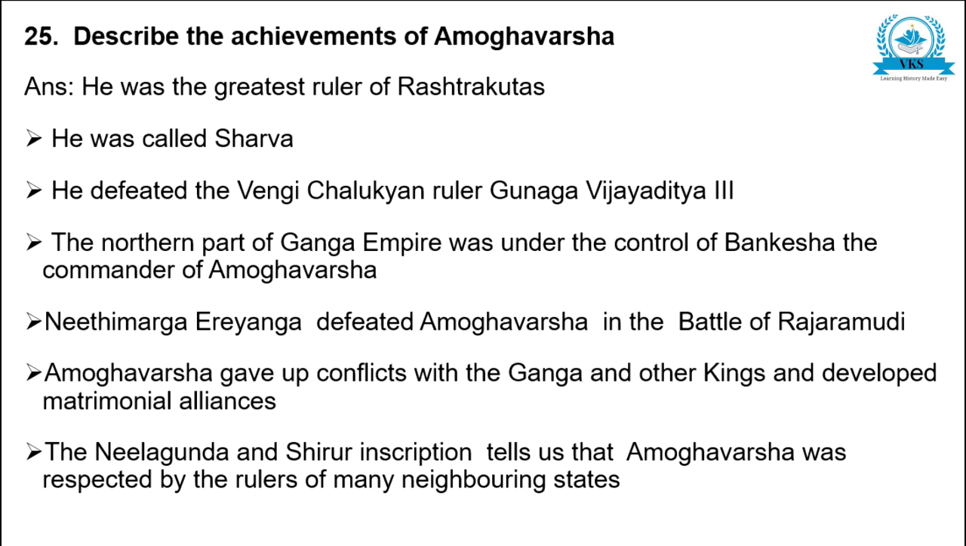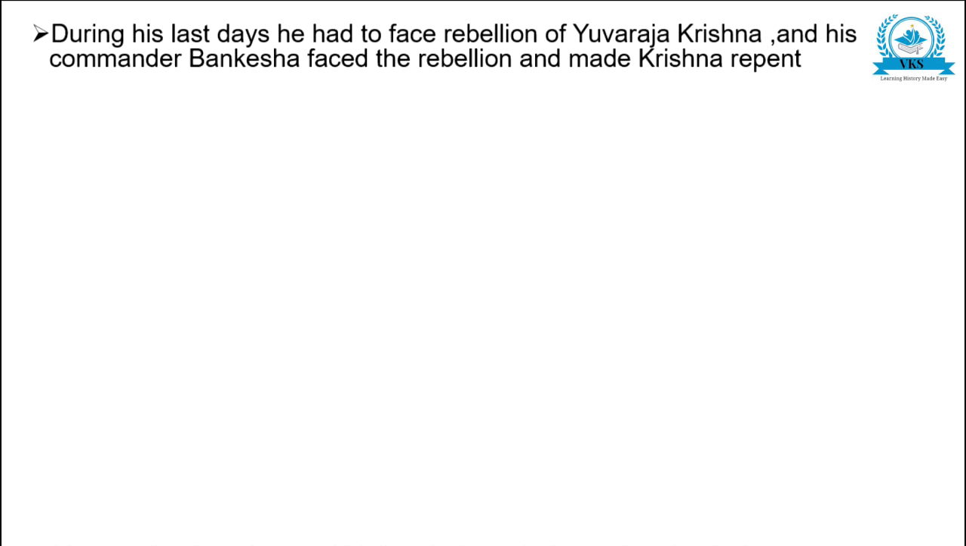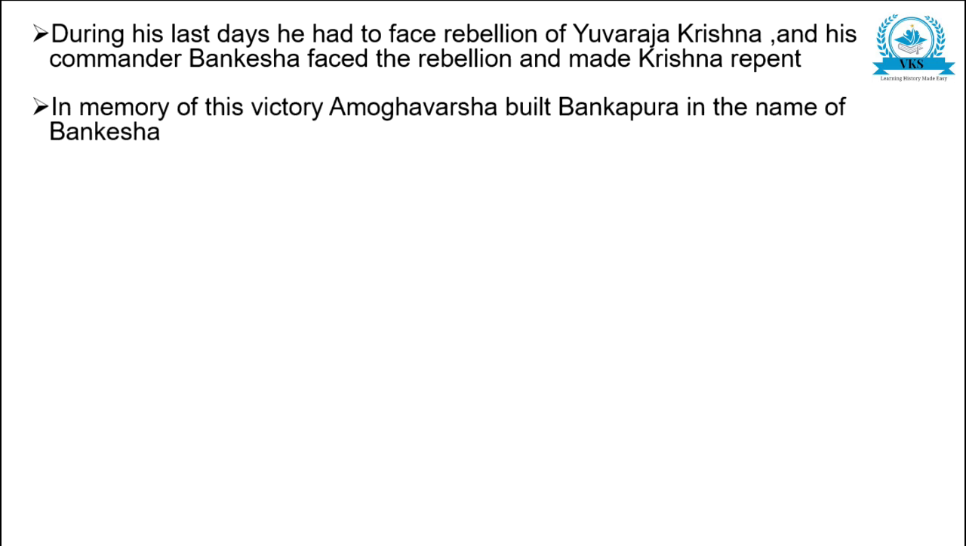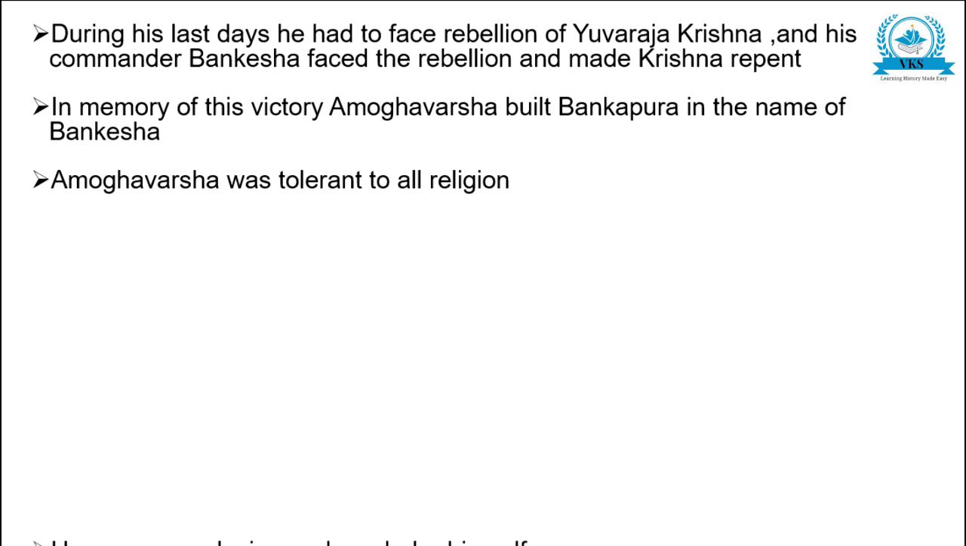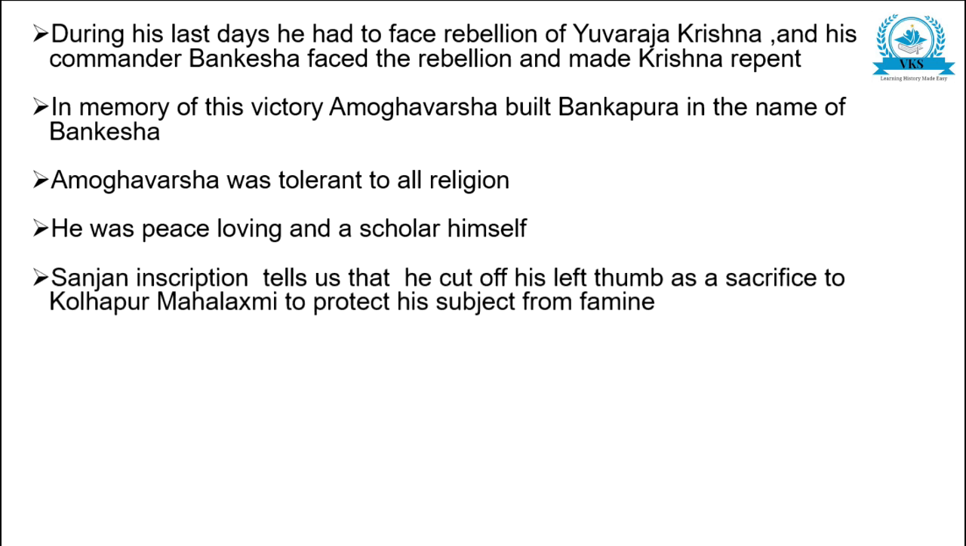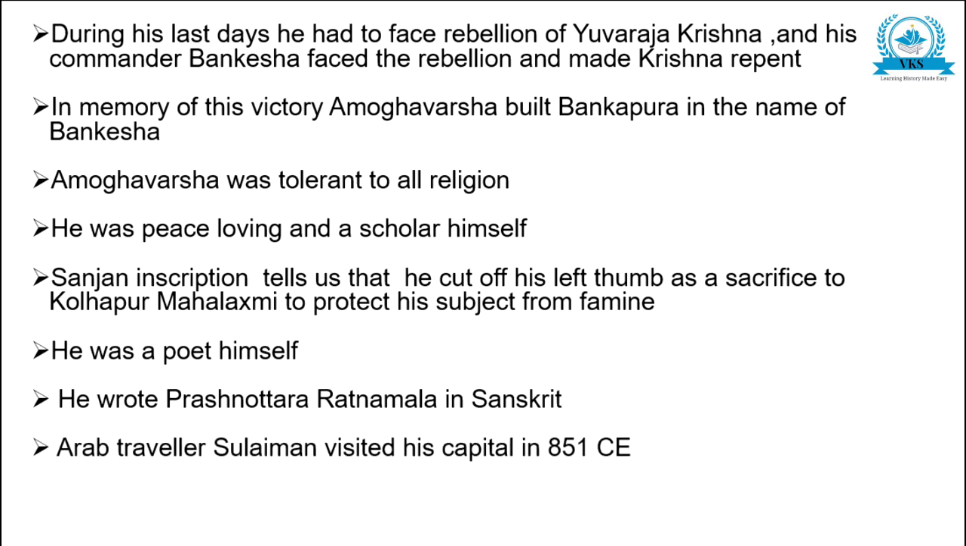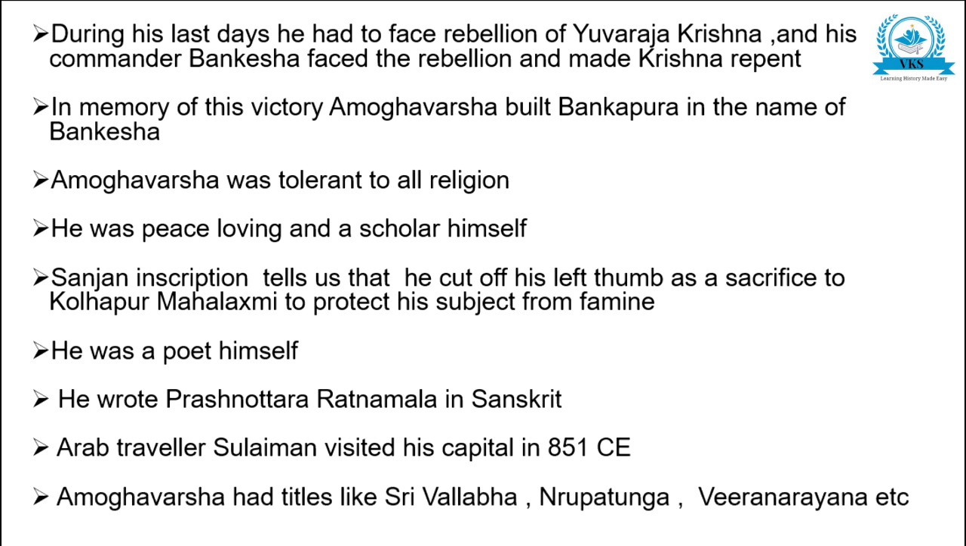The Nilagunda and Shirur inscriptions tell us that Amoghavarsha was respected by the rulers of many neighboring states. During his last days, he had to face the rebellion of Yuvaraja Krishna, and his commander Bankesha faced the rebellion and made Krishna repent. In memory of this victory, Amoghavarsha built Bankapura in the name of Bankesha. Amoghavarsha was tolerant to all religions. He was peace-loving and a scholar himself. The Sanjan inscription tells us that he cut off his left thumb as a sacrifice to Kolhapur Mahalakshmi to protect his subjects from famine. He was a poet himself. He wrote Prashnottara Ratnamala in Sanskrit. The Arab traveler Suleiman visited his capital in 851 CE. Amoghavarsha had titles like Sri Vallabha, Nripatunga, Veeranarayana, etc.